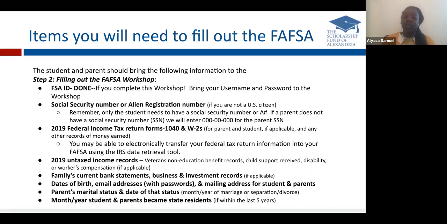You also are going to want to bring in your 2019 1040 and W-2s, so your tax return forms. You also are going to want to make sure that you bring in student and parent 2019 untaxed income records, if applicable. You also are going to want to bring in your family's current bank statements, business and investment records, as well as information on dates of birth, email addresses with passwords to make sure that you can access those email addresses, and mailing address information.